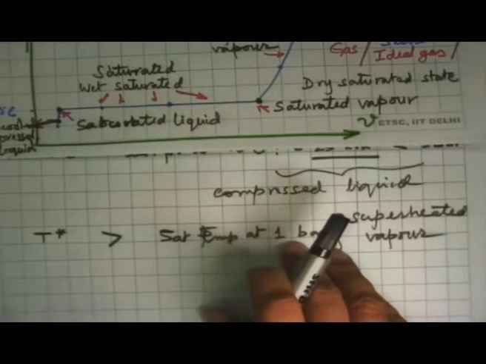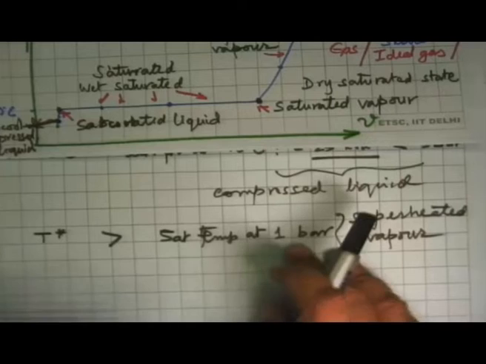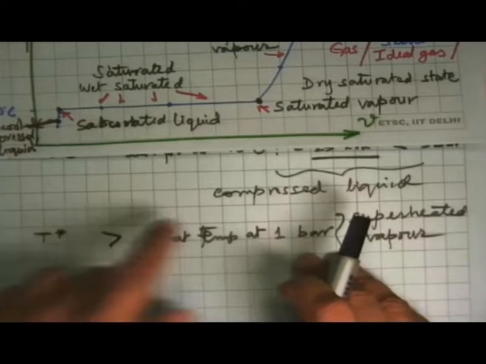So it's a very simple thing that if someone says I have vapor at 1 bar and 200 degrees Celsius, tell me what is the state, then you would say, look, 1 bar, the saturation temperature is 100 degrees Celsius, the vapor that you have is 200 degrees Celsius, the superheated state. So it's the superheated vapor. This is the way to find that out.